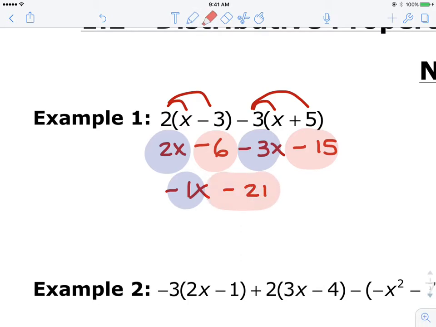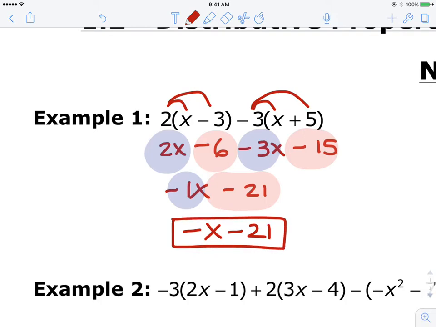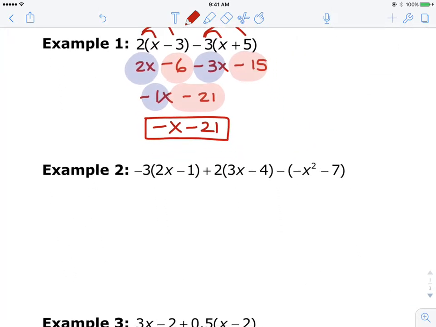Just a quick reminder that if this were a multiple choice test, my answer would just look like this, negative x minus 21. I wouldn't have the 1 in front of the x. Okay, problem 2. Problem 2 has all the same concepts. It's just slightly longer. It shouldn't have anything more difficult.